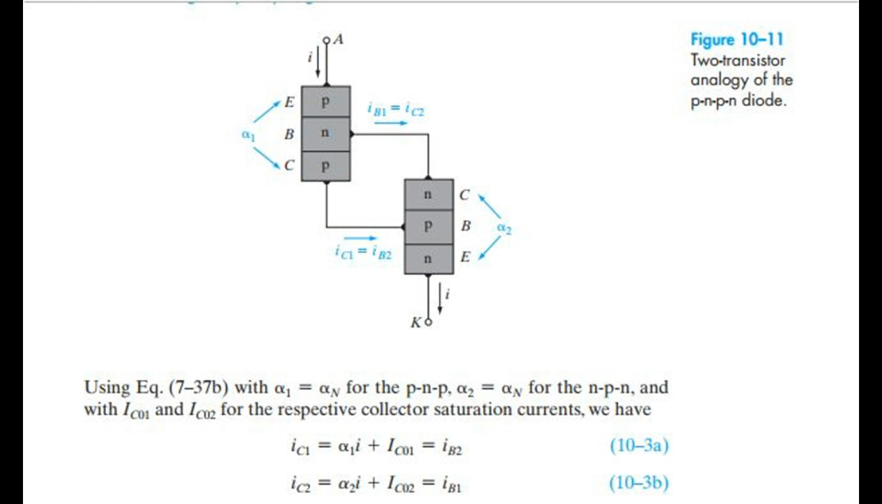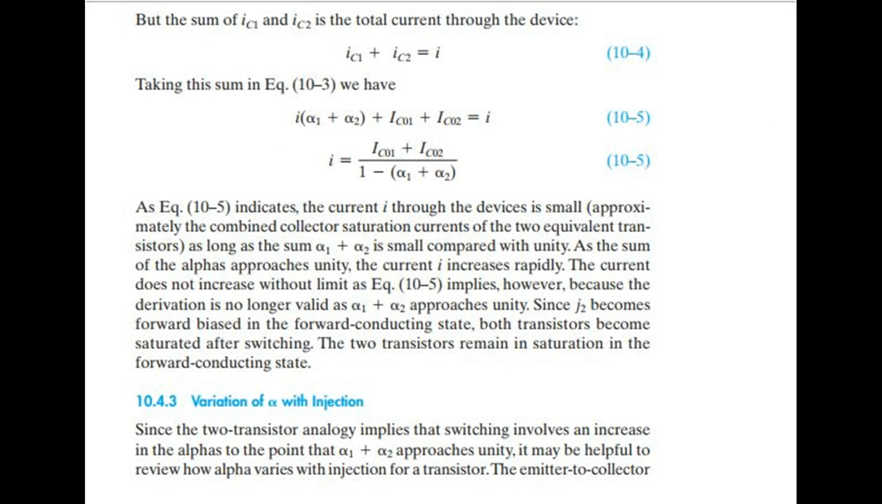Using Eq. 7.37b, with α1 equals αN for the PNP, α2 equals αN for the NPN, and with IC01 and IC02 for the respective collector saturation currents, we have. But the sum of IC1 and IC2 is the total current through the device. Taking this sum in Eq. 10.3, we have. As Eq. 10.5 indicates, the current I through the device is small, approximately the combined collector saturation currents of the two equivalent transistors, as long as the sum α1 plus α2 is small compared with unity.